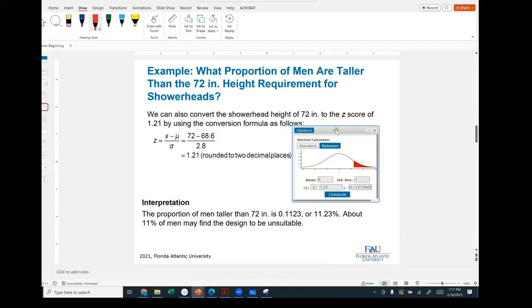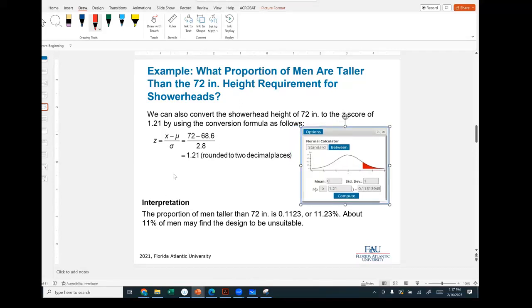All right, so the interpretation. The proportion of men taller than 72 inches is 0.1123. Multiply that by 100 and you get 11.23%, which means that about 11% of men may find the design to be unsuitable. Okay?